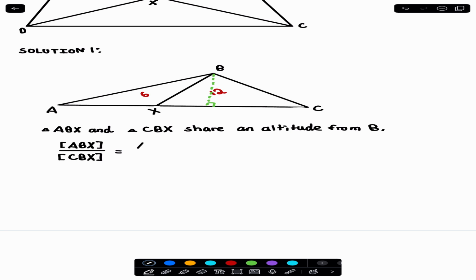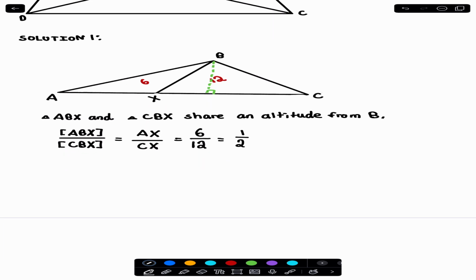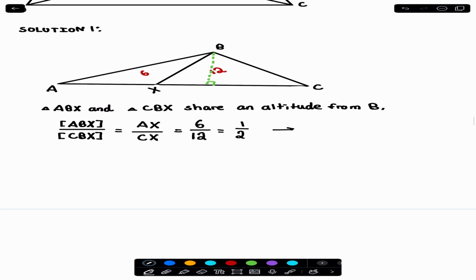And we're left with AX and CX. The area of triangle ABX is 6. CBX is 12. This simplifies to 1 over 2. So I'd say this is a very useful thing to keep in mind. Let's just write it as a little aside. AX over CX is equal to 1 over 2. Just something to keep in the back of our mind.